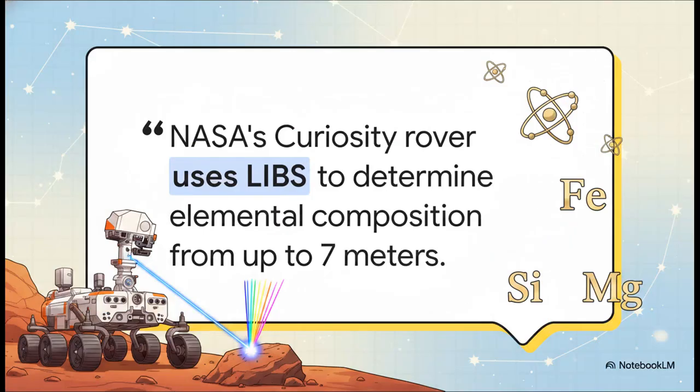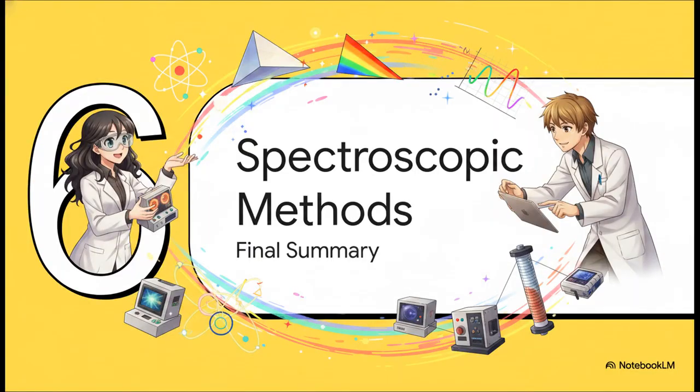And get this, technology has literally left the planet. Laser-induced breakdown spectroscopy, or LIBS, which is a specialized form of AES, is sitting right now on the mast of NASA's Curiosity and Perseverance rovers. We are literally shooting high-energy pulsed lasers at rocks on Mars, creating tiny microplasmas, and reading their elemental emission spectra from up to 7 meters away. We are analyzing Mars rocks without ever bringing them back to Earth. How cool is that?